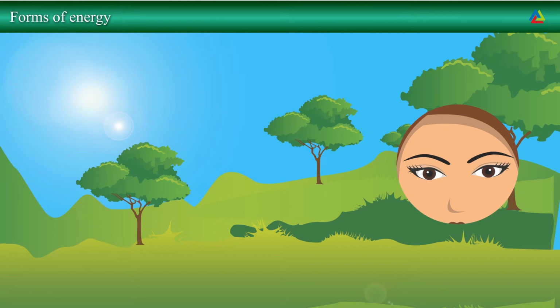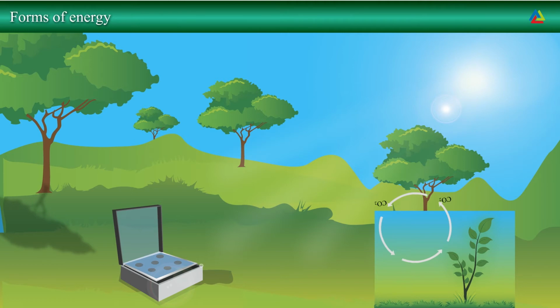The Sun is the biggest source of light energy. The energy that enables us to view things is called light energy. Light energy can be converted to heat energy in a solar cooker. Light energy is used by the plants for the process of photosynthesis. Plants prepare food using light and carbon dioxide, which is stored as a form of chemical energy.